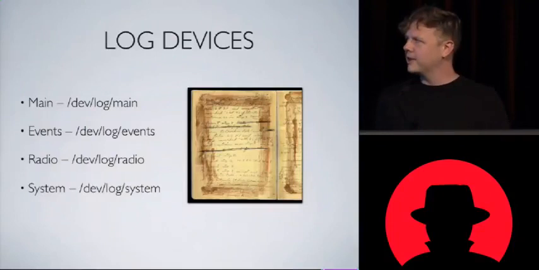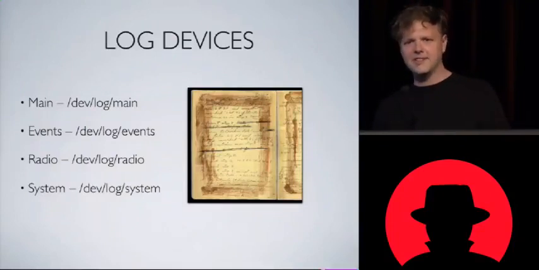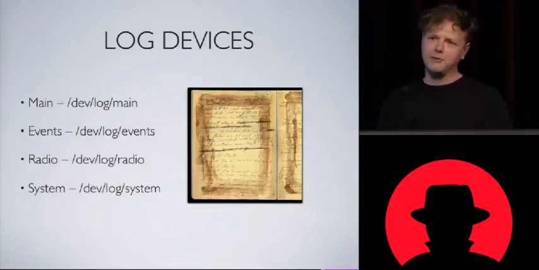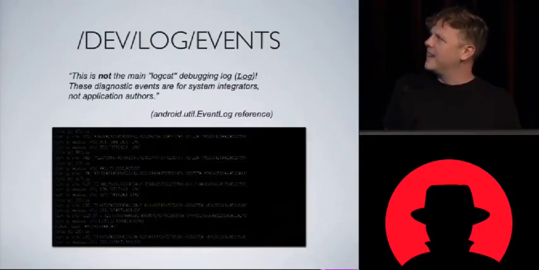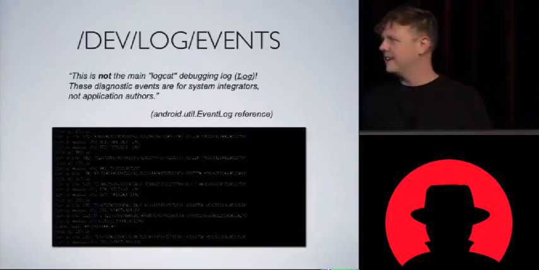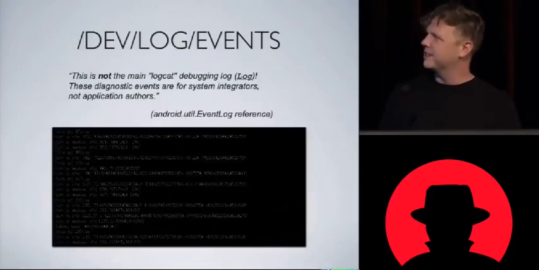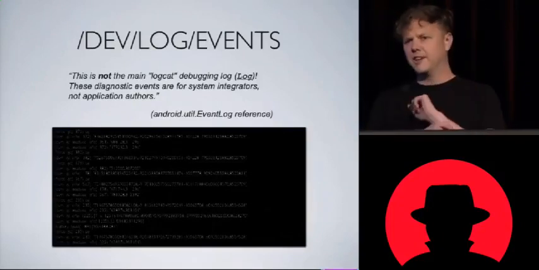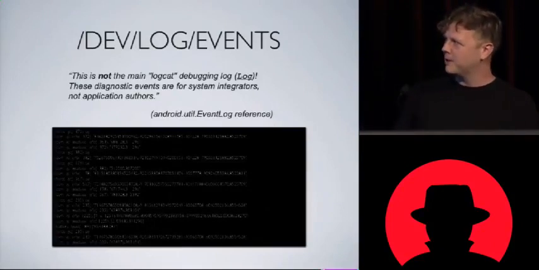So on the Android image, up until 2.1, there are three different log devices available. As of Froyo, we've seen the appearance of a fourth log. It's not entirely clear what the split is there yet, but it is available. Dev log events is described in the reference documentation as not the main logcat debugging facility. These are diagnostic events for system integrators and not application authors. For the most part, there's nothing interesting there, but we'll see something developers should be aware of in a minute.